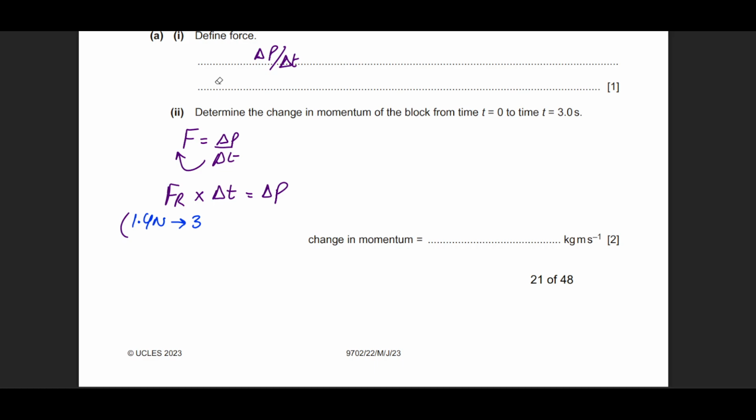So I'm going to erase this. So force changes from 1.4 to 0.8 in a time frame of 3 seconds, right? So delta P comes out as 1.8 kg meters per second. Okay.